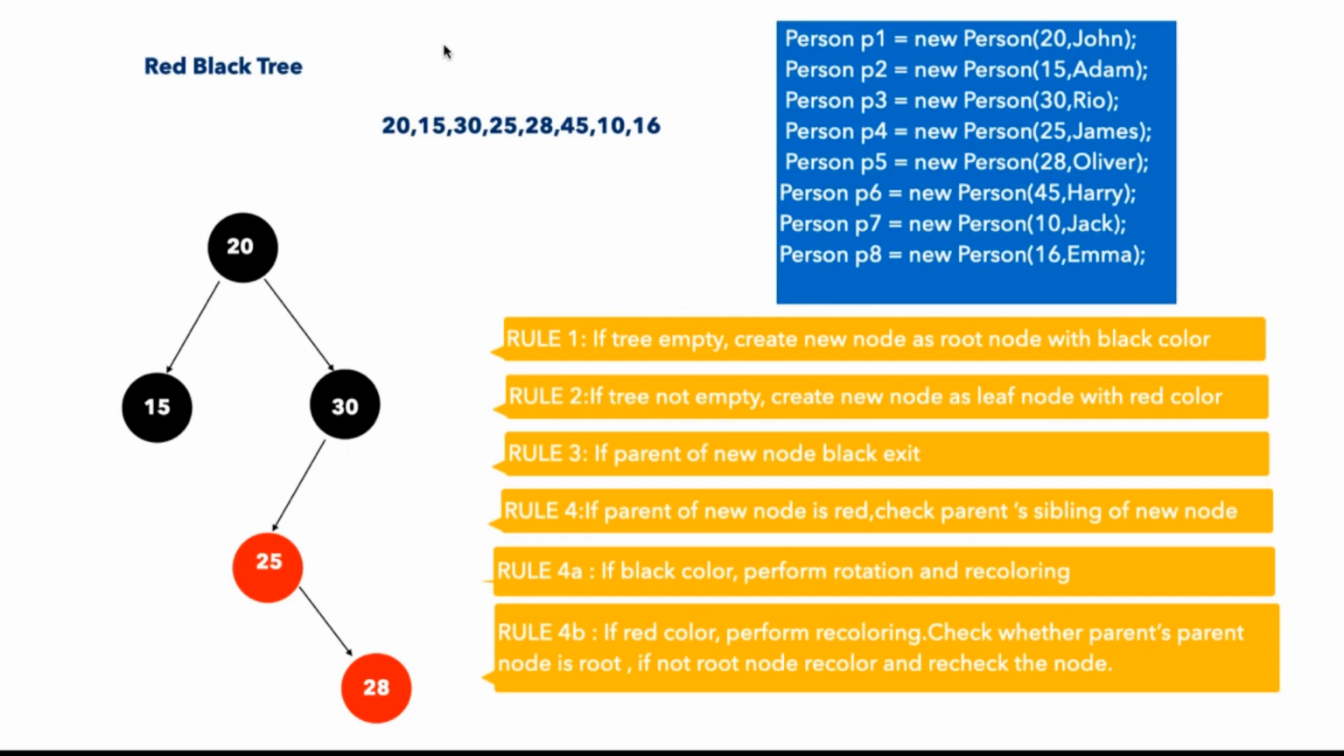Since the new node's parent has no sibling, rule 4a will be applied. It says we need to do rotation and recoloring. Since node 28 is right node of 25 and parent of node 25 is 30, here we have RL relationship. So we need two rotations. First we will perform the right rotation and then the left rotation. The right rotation is performed on node 28 and 25. 28 moves upward and node 25 moves downward.